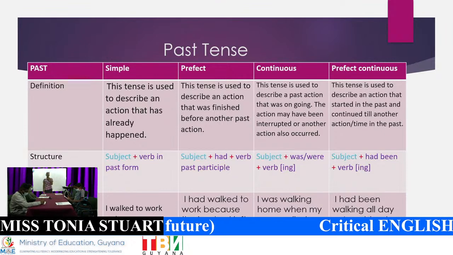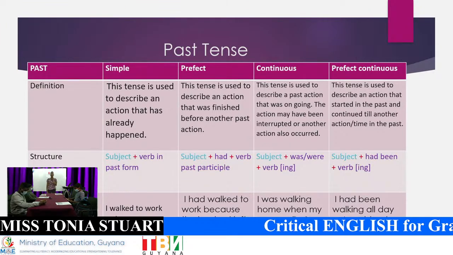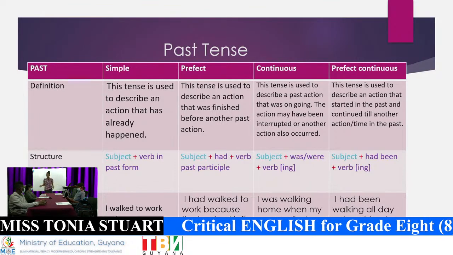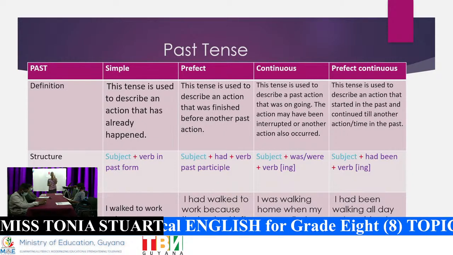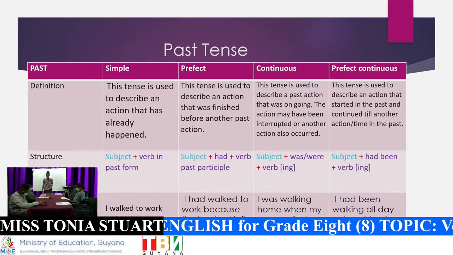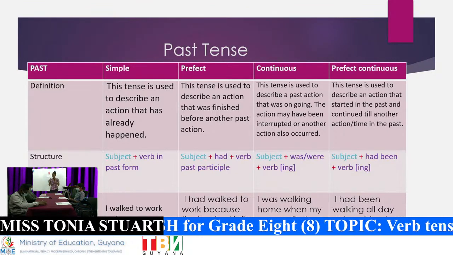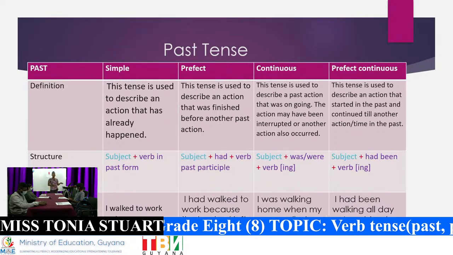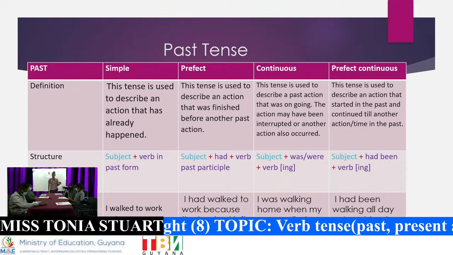Let's look at our example. I had walked to work because the bus had left already. So I had walked, right? And I had to do that because what? The bus had left already. An action, what is it? An action that finished before another past action. All right? So all of these actions, they are occurring when? In the present? No, they are occurring in the past. So we're reflecting on things that were done in the past.